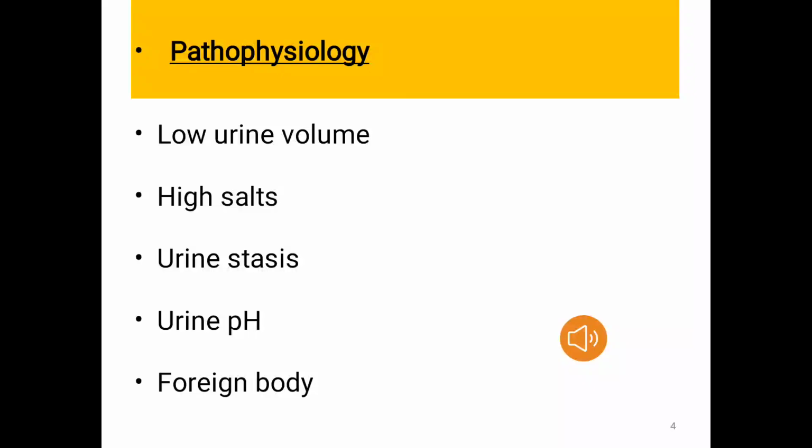About urine pH, the normal pH range is 4.5 to 8. When there is acidic urine, there is formation of uric acid stones, cystine stones and oxalate stones. When there is alkaline urine, struvite or triple phosphate stones are formed. Then about foreign bodies, like non-absorbable suture material or a migrated contraceptive device in the bladder, these are causes for stone formation.